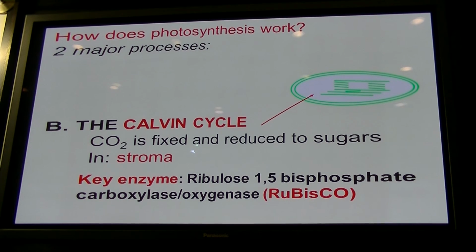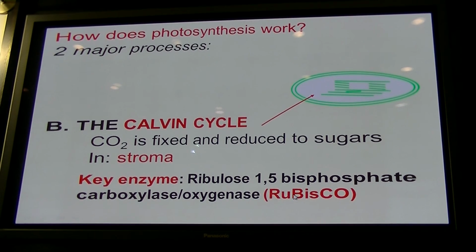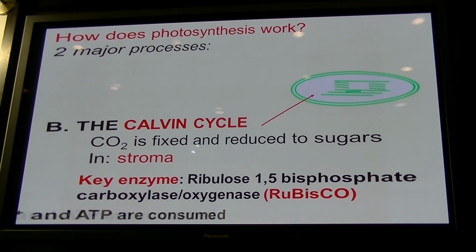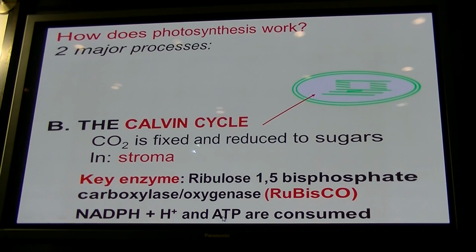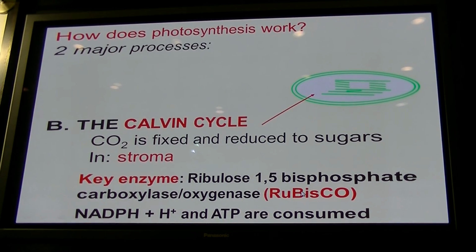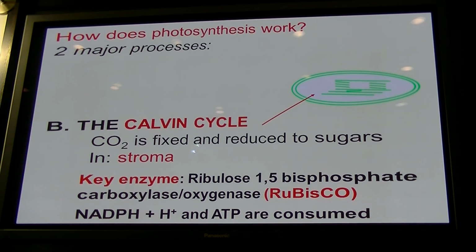The question is, why is there so much of this enzyme? The short answer is, it is so bad, it sucks so much, plants need a lot of it to actually do the job. Okay. Now, in the Calvin cycle, NADPH and ATP are consumed, not by this enzyme, but by other steps of the cycle. I think we have to look at that on Monday.